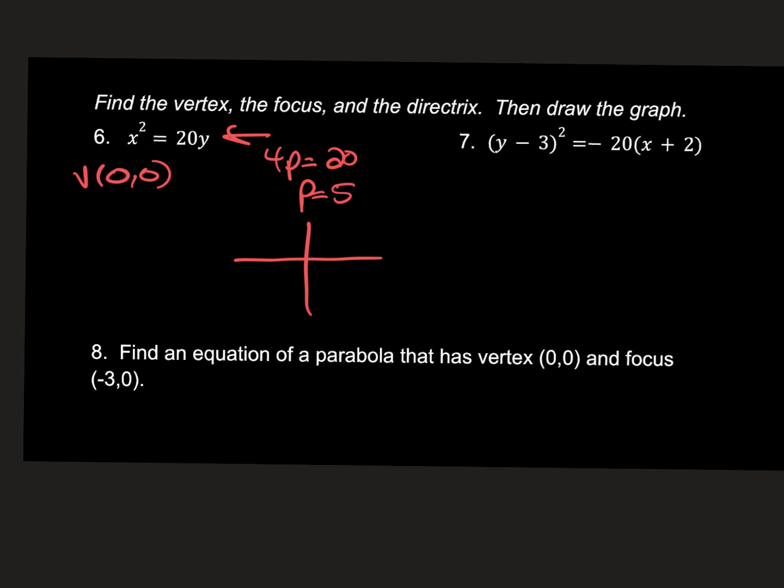There's my vertex. The focus is up 5, and the reason it's up 5 is because the 20 is with the y. 1, 2, 3, 4, 5. Remember, the parabola opens wherever the 4p is, which is with the y this time. So the focus is at 0, 5, which means the directrix is 5 below. It's down here, 5 below, which is y equals negative 5. And that's all you have to find on that one.